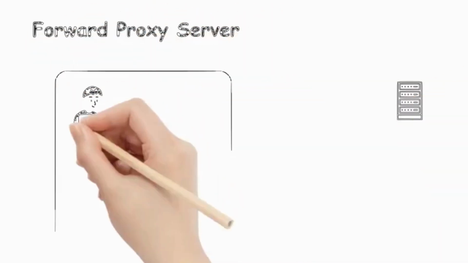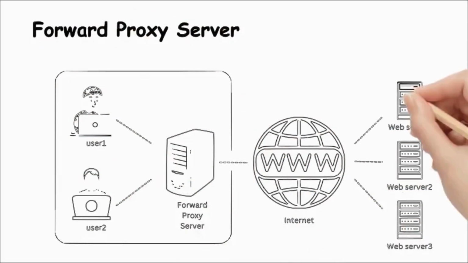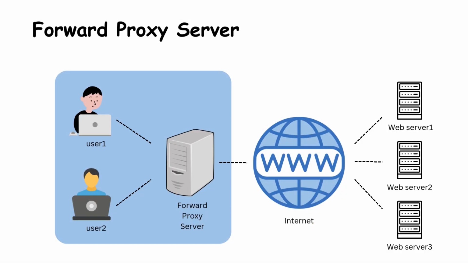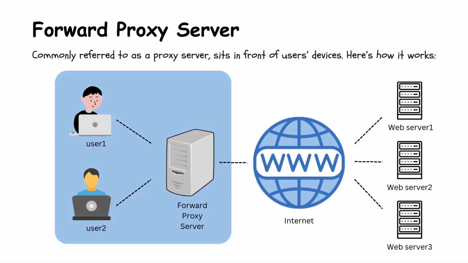A forward proxy, commonly referred to as a proxy server, sits in front of users' devices. Here's how it works. Your computer sends a request to the forward proxy server, which then forwards that request to the target website. The website sends the response back to the proxy server, which then relays it to your computer.